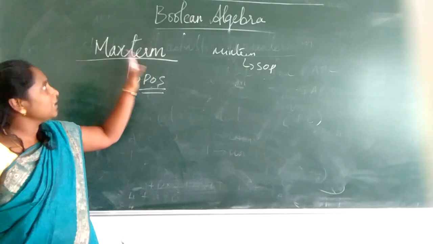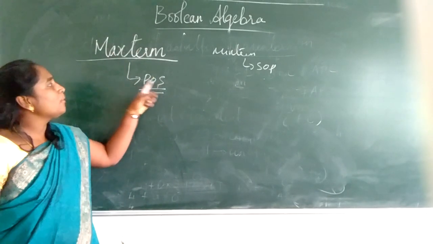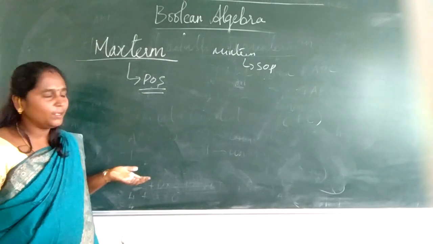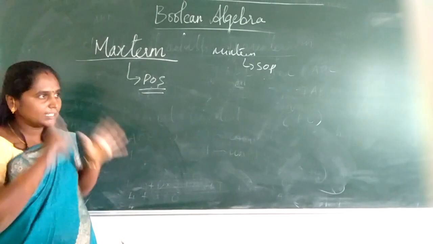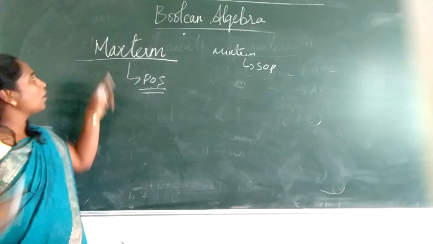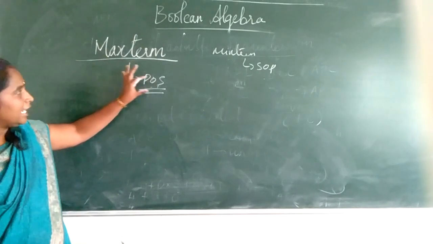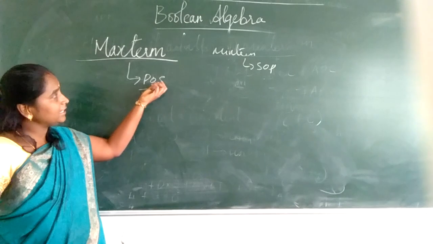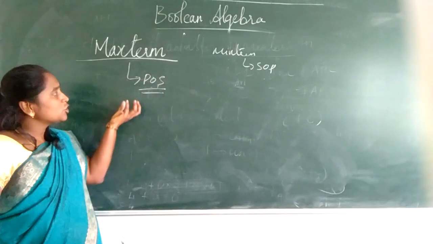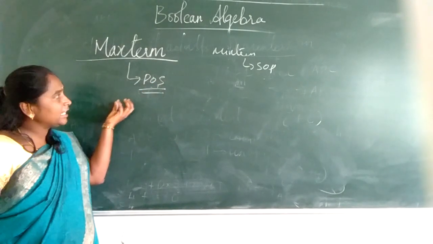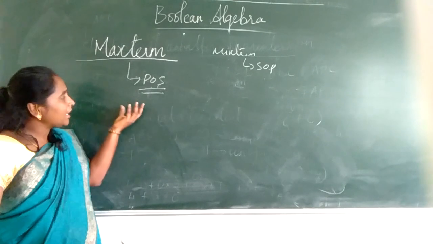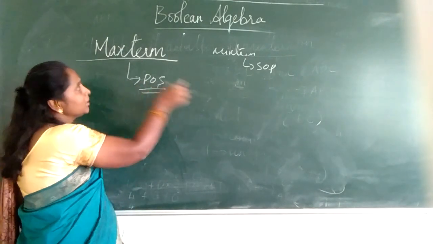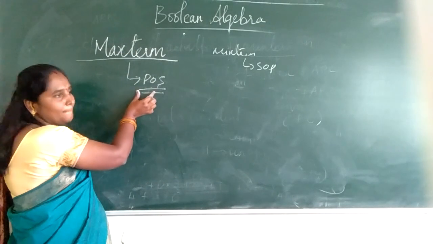Once again, max term is nothing but the sum of all literals. The literals can be with or without complement. Such a thing within the logic circuit we call the max term. Each sum is a sum term, and the sum term should consist of all literals, each literal added. Each sum should be multiplied with the other sum term. That is the rule used in the max term.